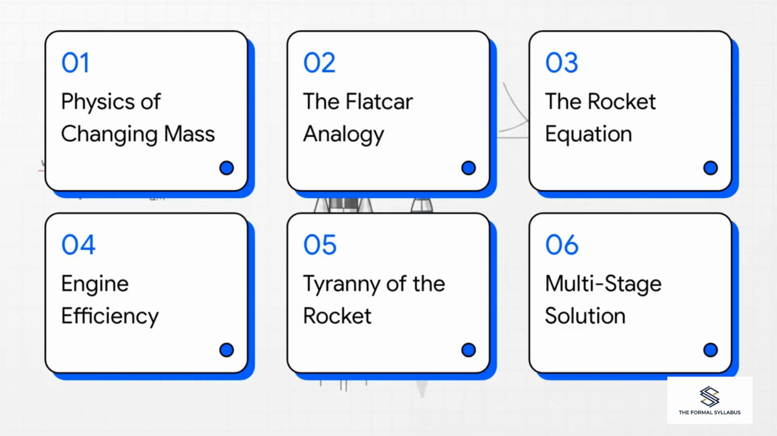So here's our roadmap for today. First, we'll cover the physics of changing mass. Then we'll explore the flat car analogy, unlock the famous rocket equation, figure out measuring engine efficiency, confront what's known as the tyranny of the rocket, and wrap up with a multi-stage solution. It's a fascinating progression that is honestly going to change how you view momentum.